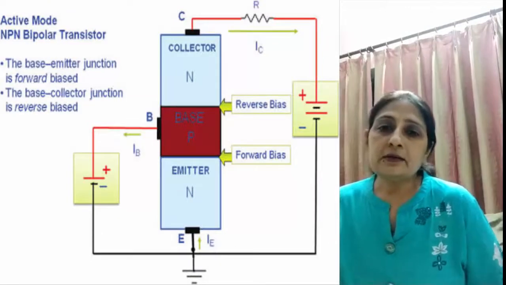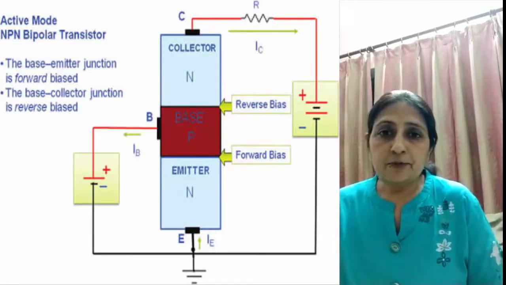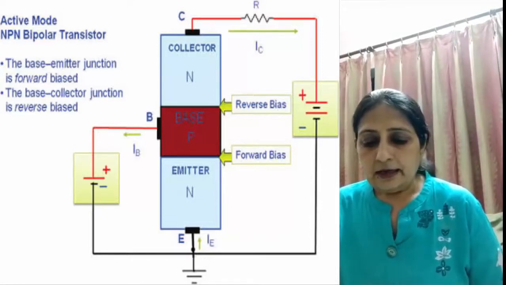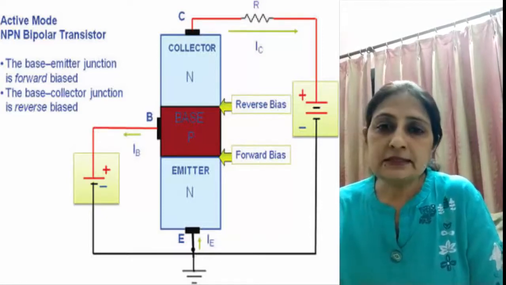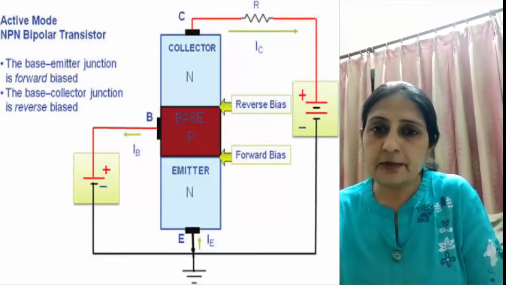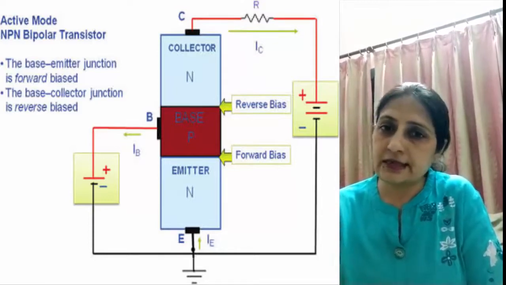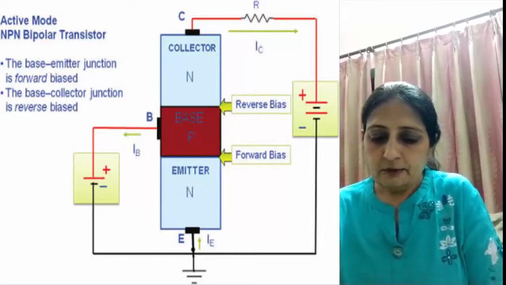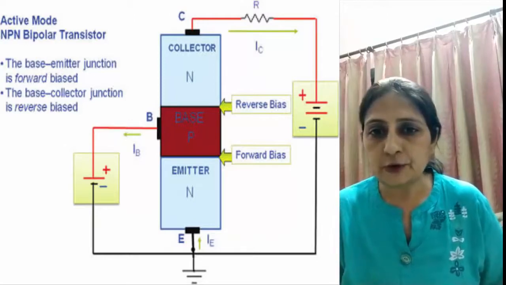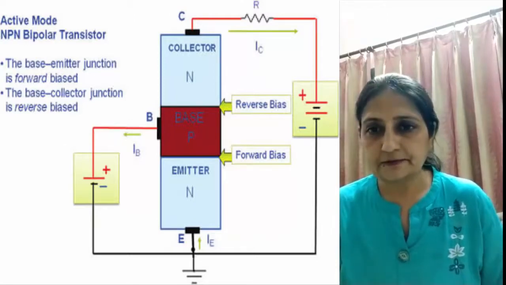Now, depending on the type of biasing, it has different regions. As you see, internally the BJT has two junctions. First is the emitter base junction and the other is the collector base junction. We can visualize them as two PN junction diodes connected back to back.